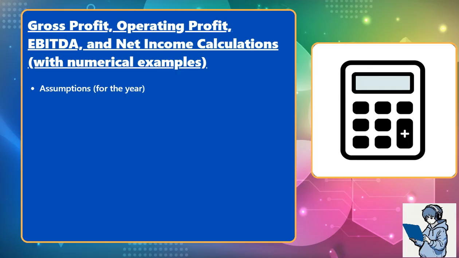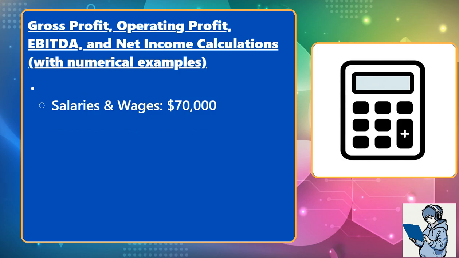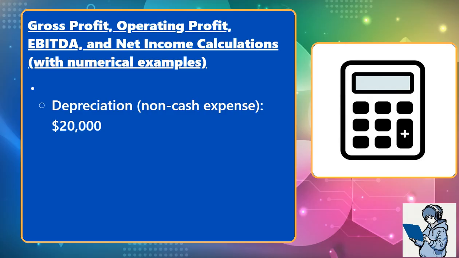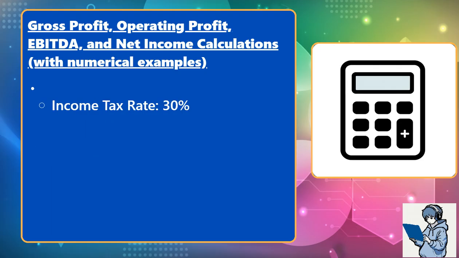Assumptions for the year. Revenue, sales: $500,000. Cost of goods sold: $300,000. Operating expenses. Salaries and wages: $70,000. Rent and utilities: $10,000. Marketing: $5,000. Depreciation: $20,000. Amortization of intangible assets: $5,000. Interest expense: $8,000. Income tax rate: 30%.